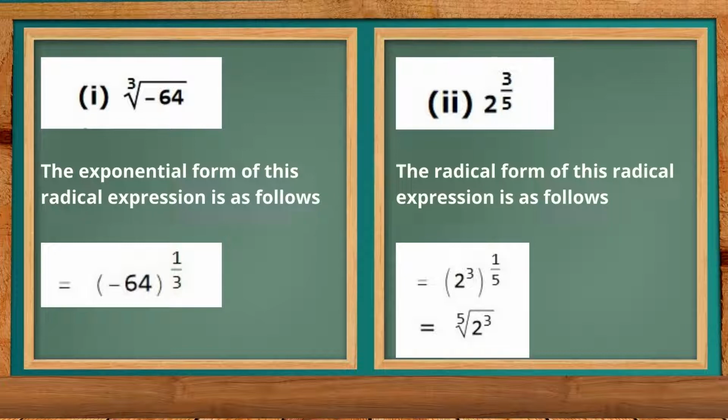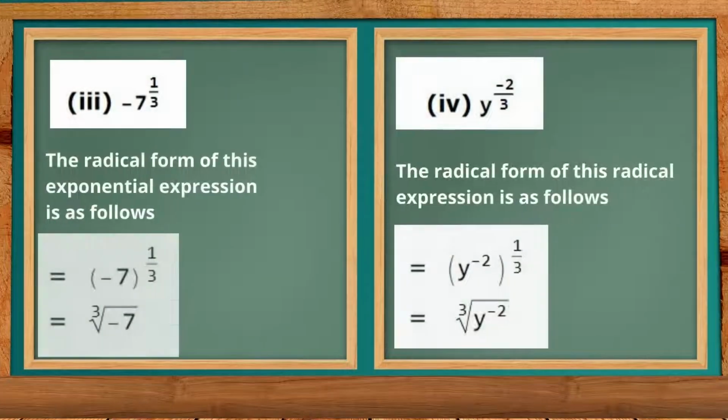Question number 2 is 2 to the power of 3 over 5. Now we have to convert this exponential form into the radical form. First we will separate the power so that it comes into a form which can be converted into the radical form. We always need 1 in the numerator in order to convert it into the radical form. So we will take 2 to the power 3 inside the round brackets and keep the power of 1 over 5 outside the brackets. Now it is in the right form to be written in radical notation. Now the answer is the fifth root of 2 to the power of 3.